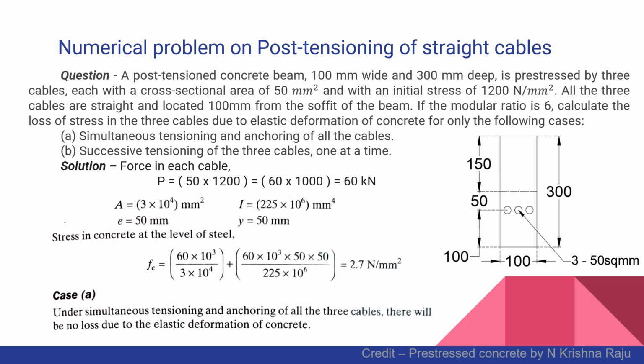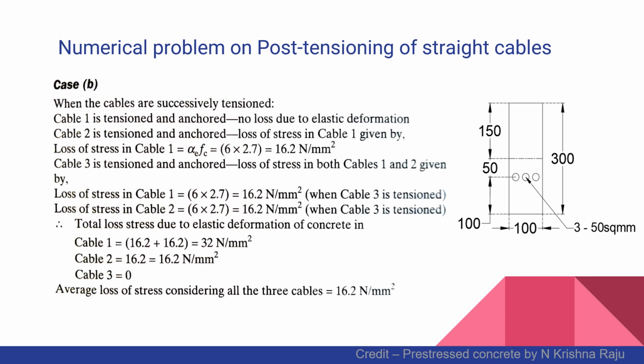In first case, under simultaneous tensioning and anchoring of all three cables, there will be no loss due to elastic deformation of concrete. In second case, when the cables are successively tensioned, when cable 1 is tensioned and anchored, there will be no loss due to elastic deformation. When cable 2 is tensioned and anchored, there will be loss in cable 1, which is given by product of modular ratio into stress in concrete at level of steel.